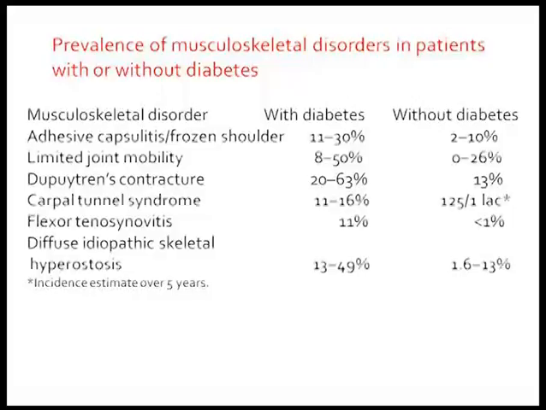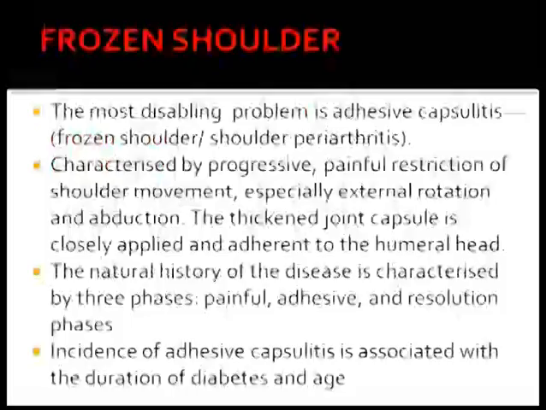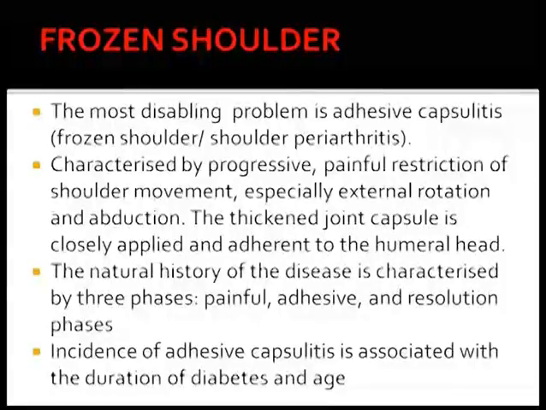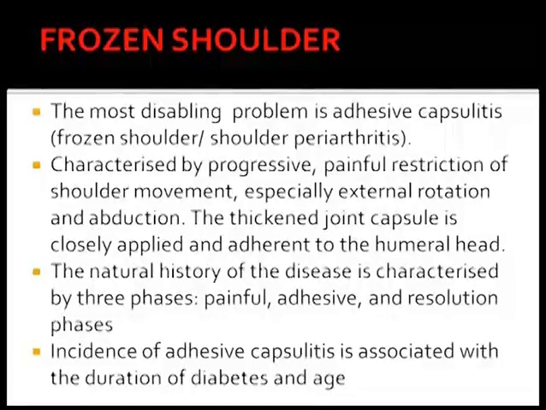The first thing we will discuss is frozen shoulder, because this is commonly seen in our diabetic patients, and it's a very disabling problem. Patient has got a lot of pain, a lot of restriction in the motion, and it is also known as adhesive capsulitis or shoulder periarthritis. It's basically characterized by progressive painful restriction of shoulder movement, especially external rotation and abduction, and patient says that there is severe pain, especially more in sleeping. The joint capsule is thick, closely applied and adherent to the humeral head, and that's why this problem occurs.